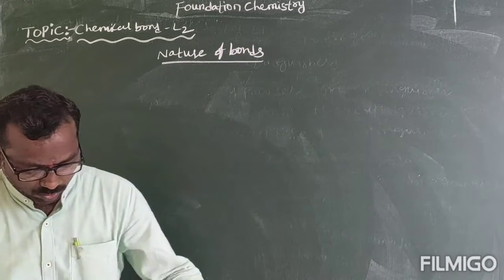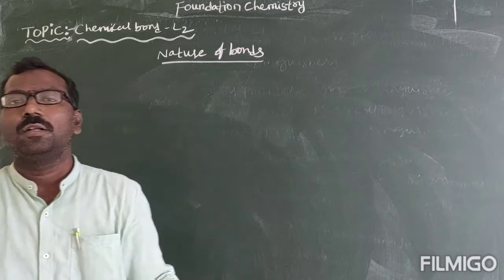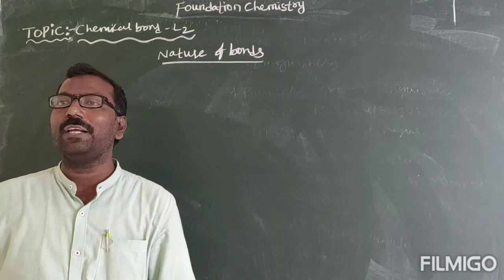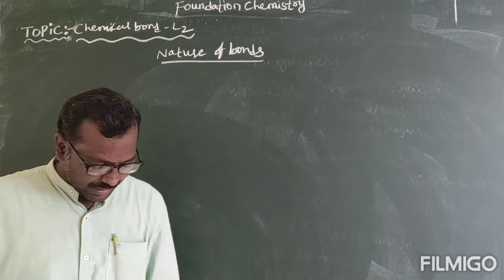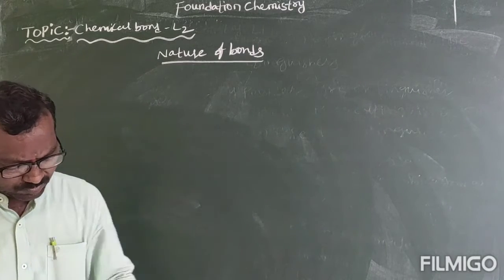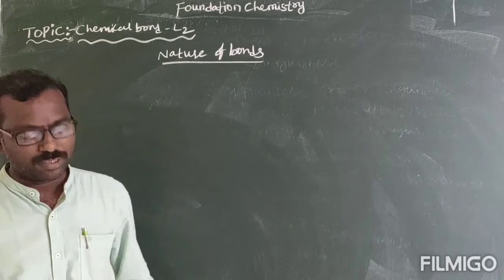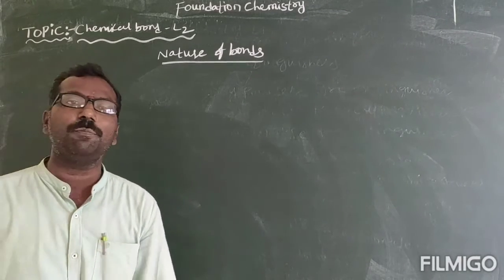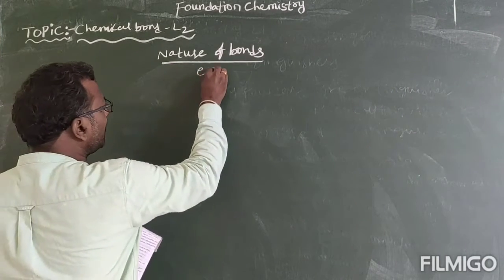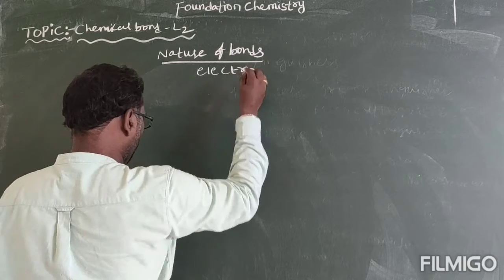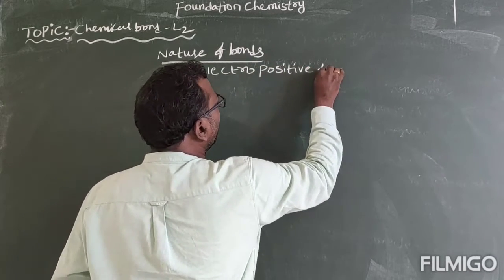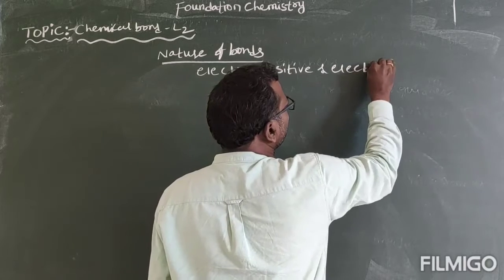So generally what happens, we said that the distribution of the electrons, redistribution of the electrons between the atoms will give the bond formation, and the nature of the bond formed between the two atoms will depend upon the electropositive and electronegative character.